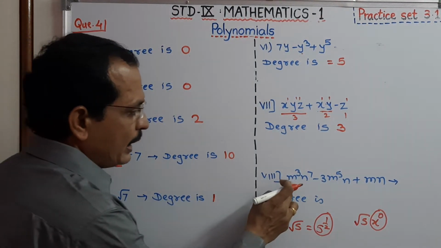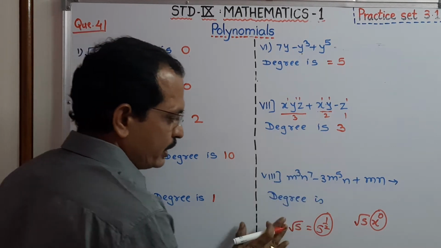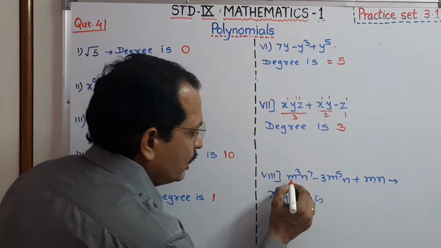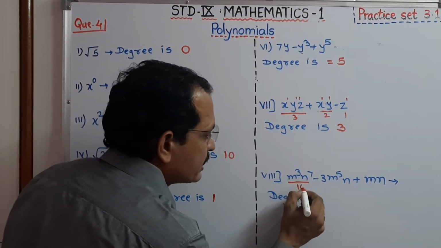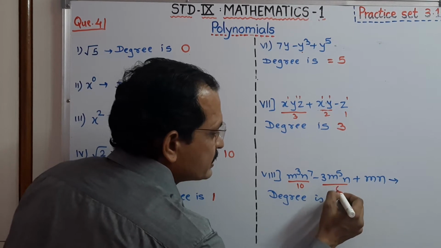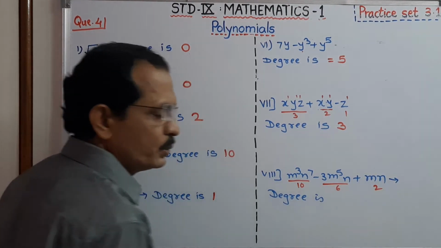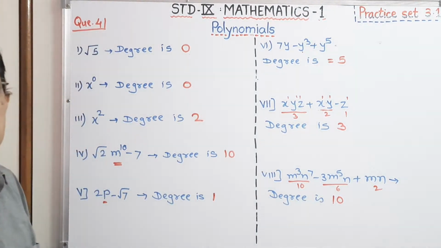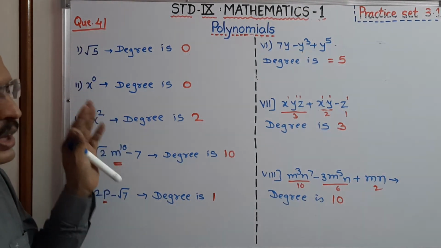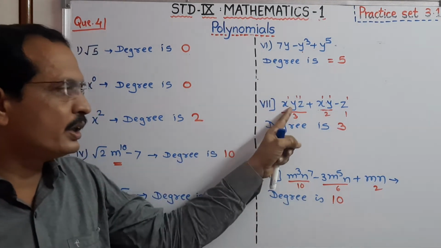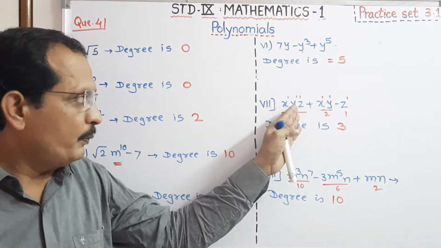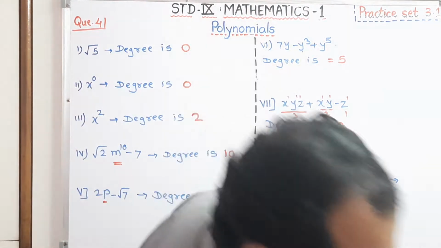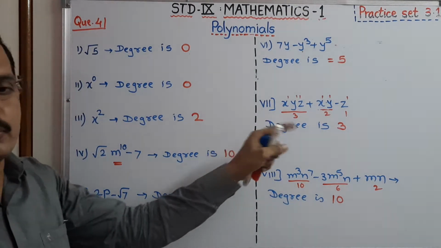Same thing, n raised to 3, n raised to 7. Dear student, here two variables are used. Therefore 3 plus 7 it is 10, 5 plus 1 it is 6, and here it is 1 plus 1, 2. Which one is the greater one? 10. Therefore degree is 10. Dear student, very simple. Be careful while writing the degree of a polynomial having more than one variable.